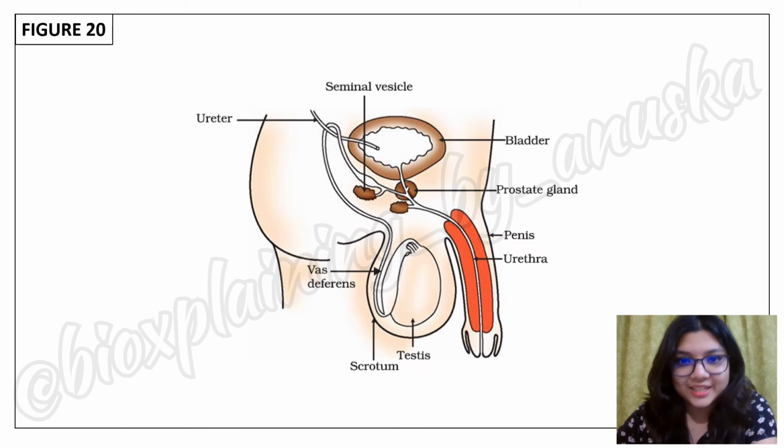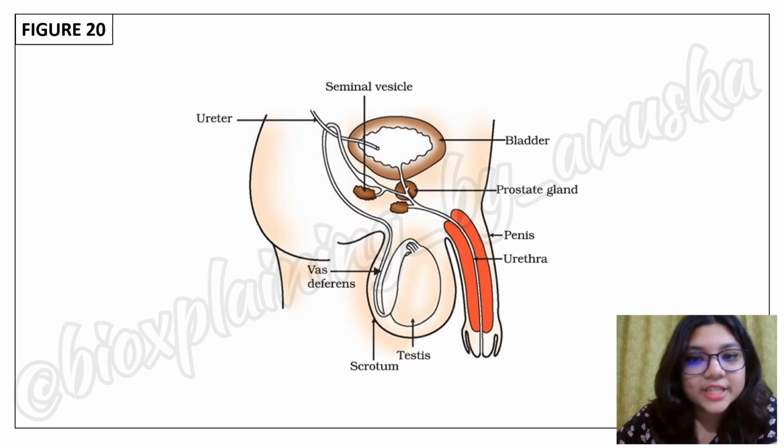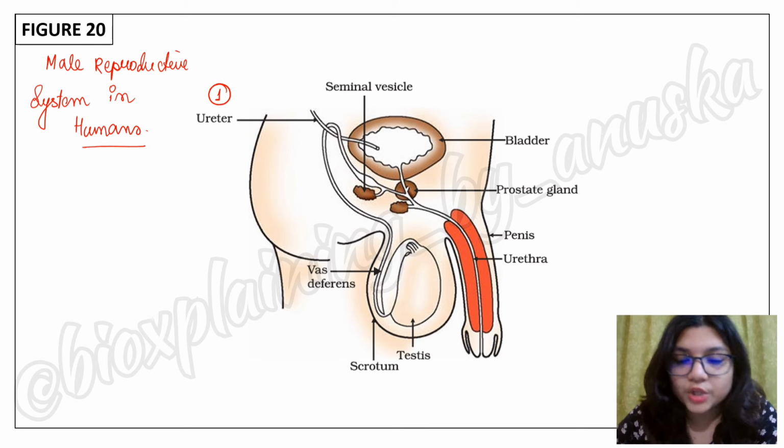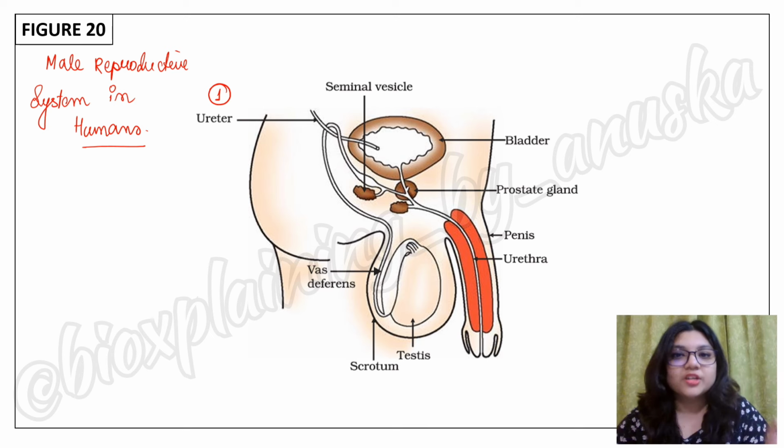Chalo, the final figure for this video. This shows the male reproductive system in humans. Let me just write that down. Male reproductive system in humans. Part number 1 is the ureter. You have just seen, it carries the urine from the kidney to the urinary bladder.